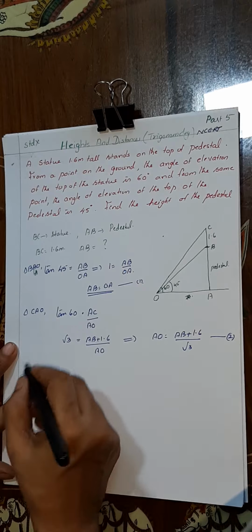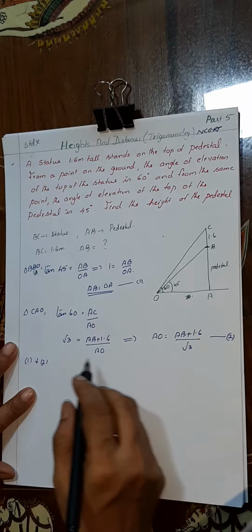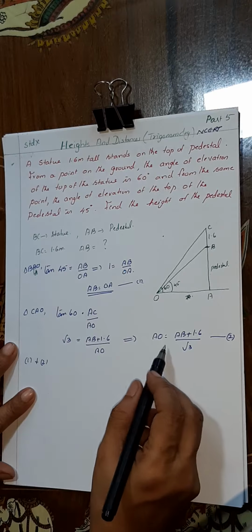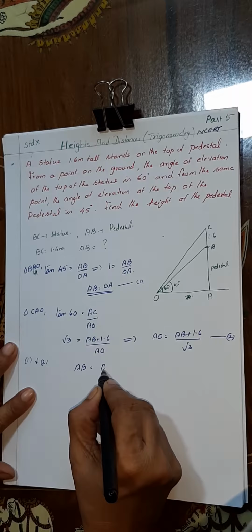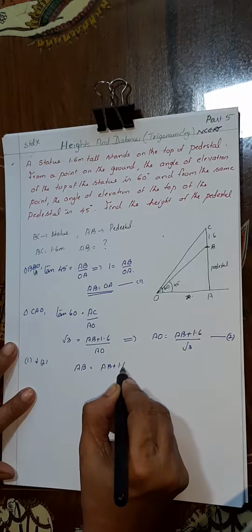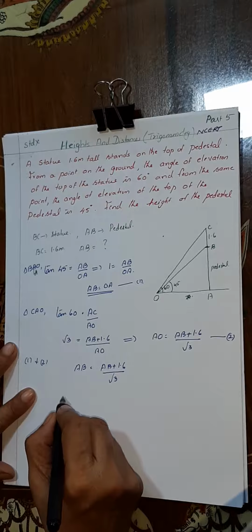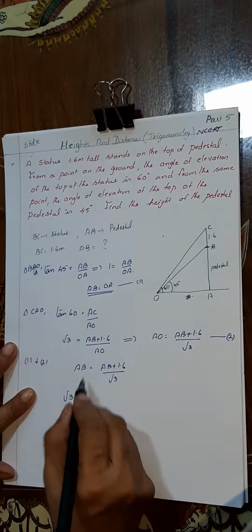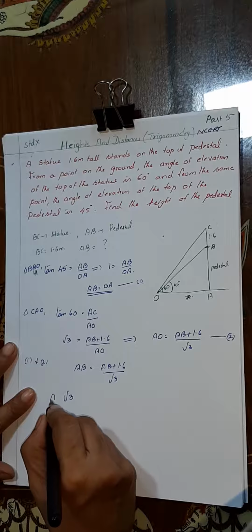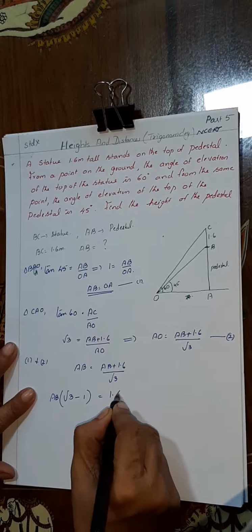Now we will equate 1 and 2. From 1 and 2 we will get AO is equal to AB. So we will write AB is equal to AB plus 1.6 by root 3. So that is root 3 into AB minus AB. So AB into root 3 minus 1 is equal to 1.6.